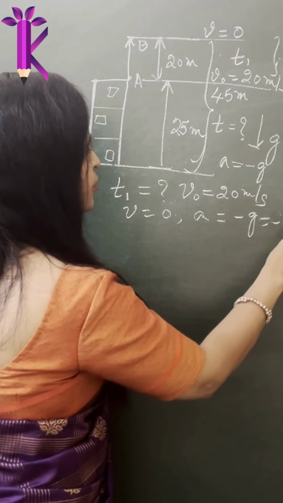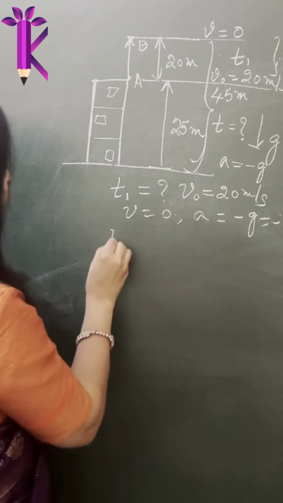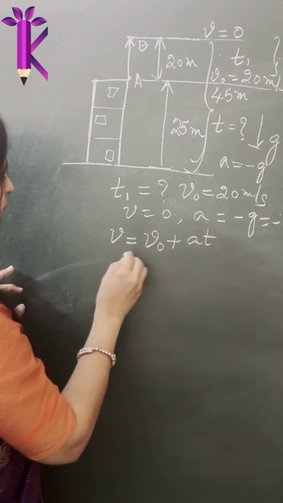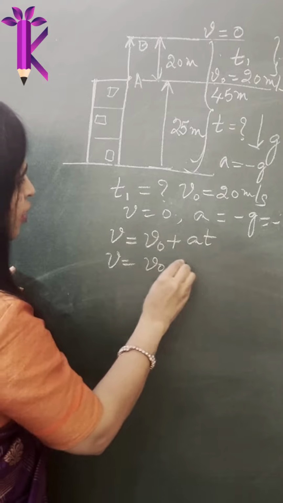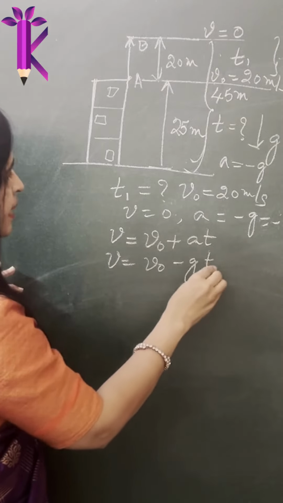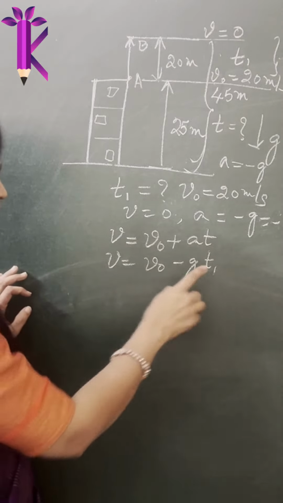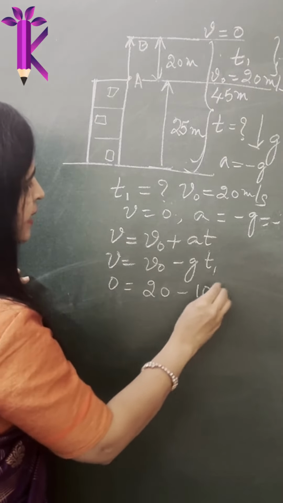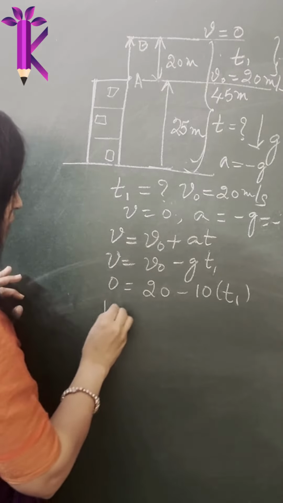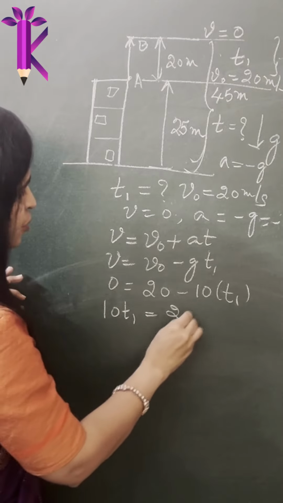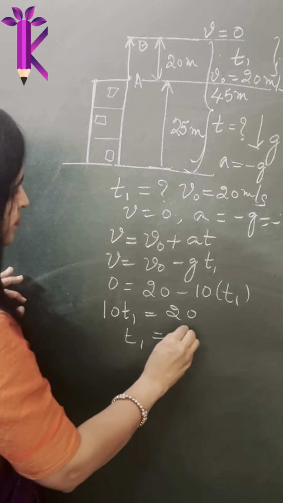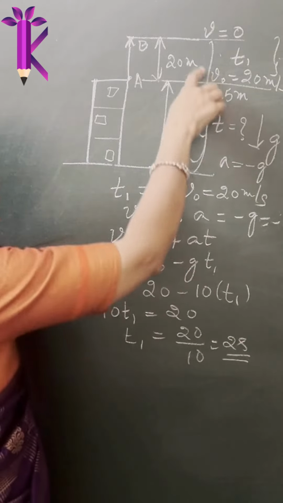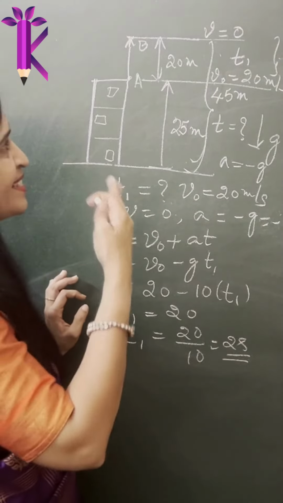So what is the formula that you can use which will use all of this? The best formula is v = v0 + at. Here we will replace a by minus g, so v = v0 - gt. t will be replaced by T1 because I'm calling the time T1. So v will be 0, v0 is 20, minus 10 into T1. So minus 10 T1, if it comes on this side, you are left with 20. So T1 will be 20 divided by 10, which is nothing but 2 seconds. So you basically take 2 seconds to reach that height.